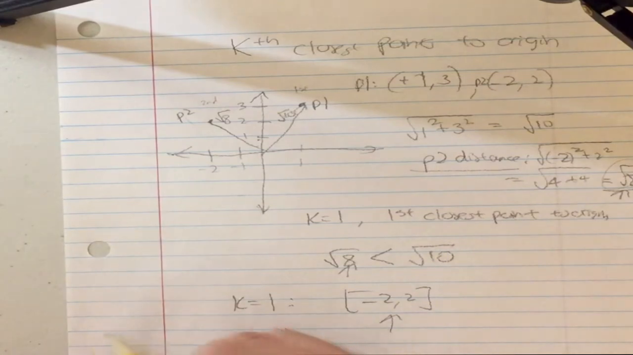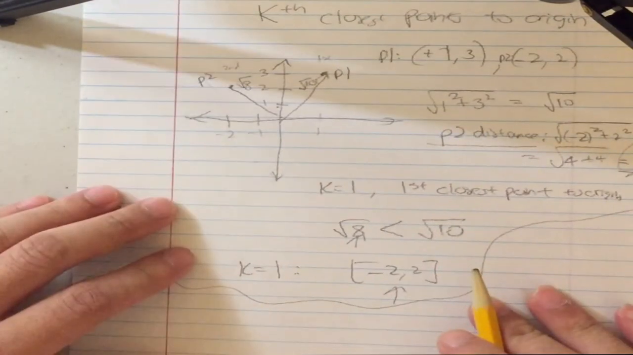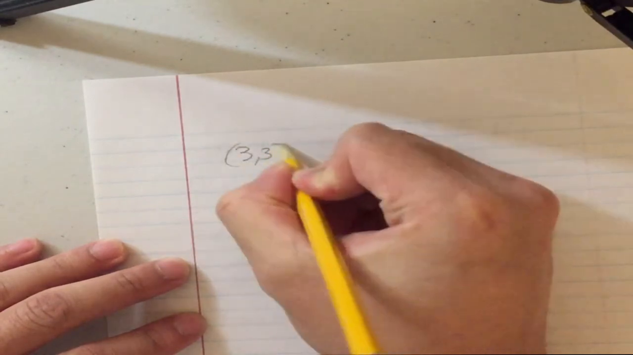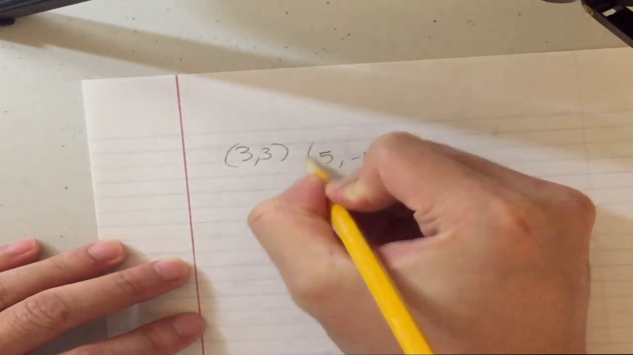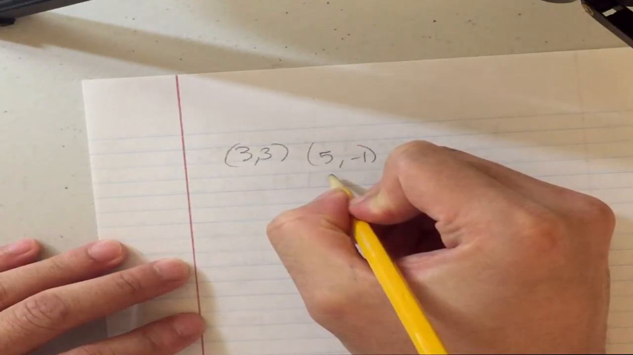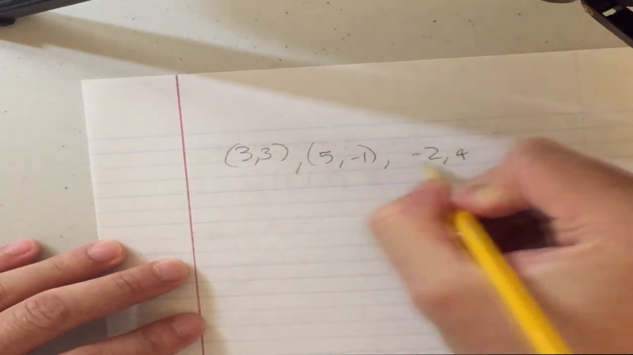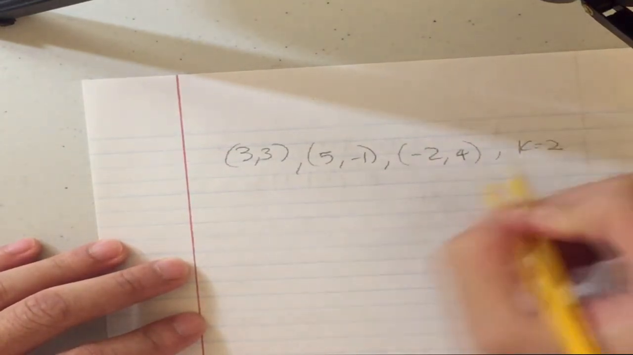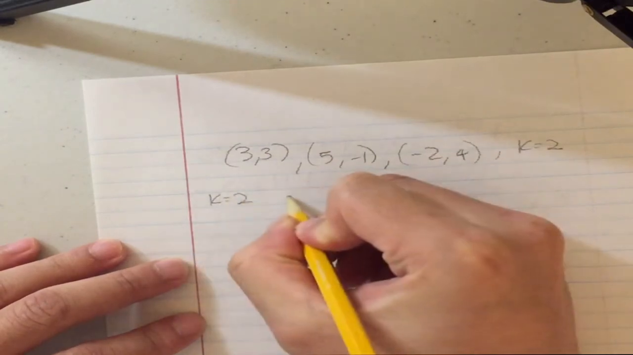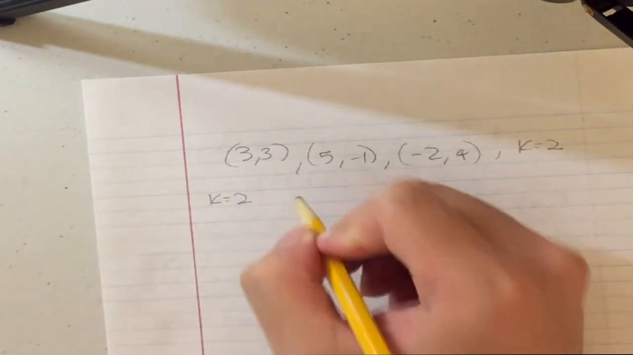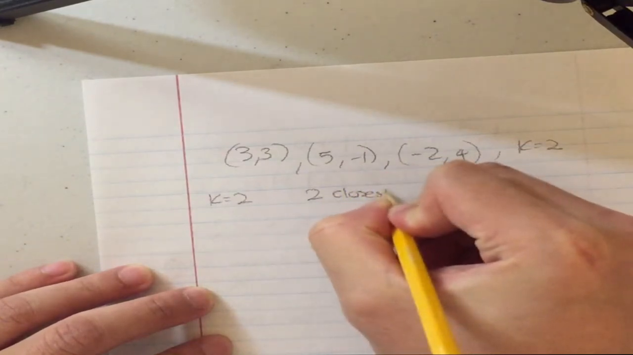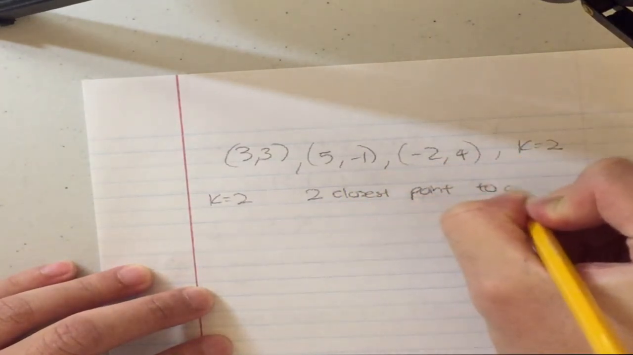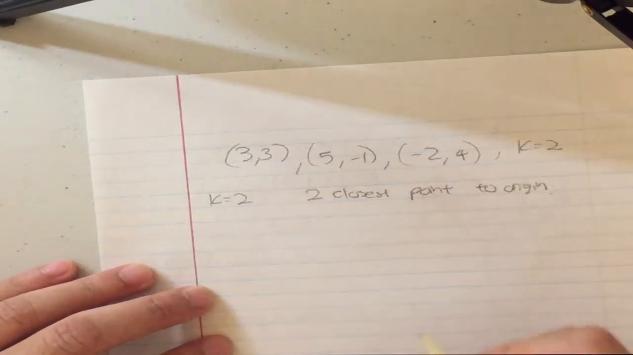So in the second example, we have another example here. I'm going to flip the page over. In the second example, we have the values of 3, 3, 5, negative 1, negative 2, 4. Okay, so these are the points we have, and they want us to find k equals 2, which is the two closest points to the origin. That's what it means, okay?